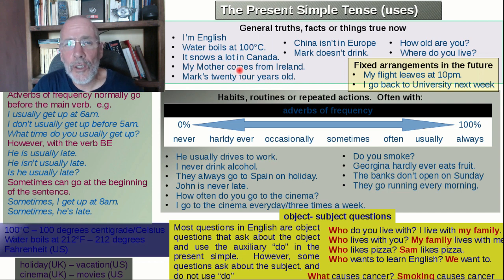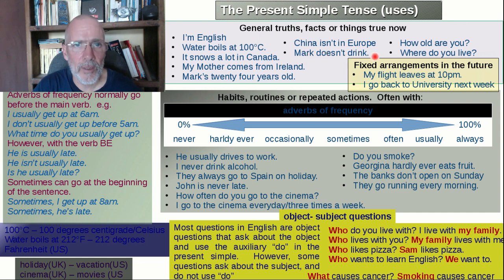So let's continue with the examples up here. It snows a lot in Canada. Another example of a general truth or fact. My mother comes from Ireland. It's a fact. Mark's 24 years old. Notice here we're using the verb be contracted with Mark. It's a thing that is true now. It's currently true. China isn't in Europe. It's a fact. Mark doesn't drink.